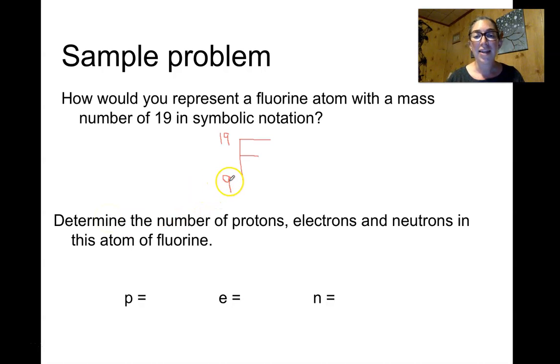Now it says determine the number of protons, electrons, and neutrons in this atom of fluorine. Well, the 9 there tells us that's how many protons there are. And protons always equal the number of electrons in an atom because they have to have a 0 charge overall. And then the number of neutrons, remember we just turned this into a subtraction problem. 19 minus 9 is 10, so that's how many neutrons there are.